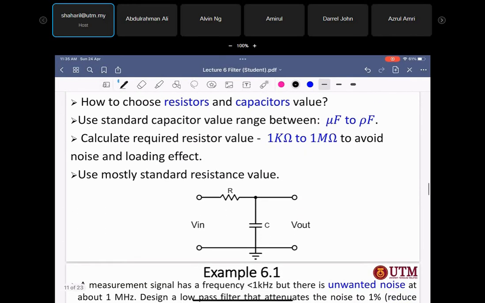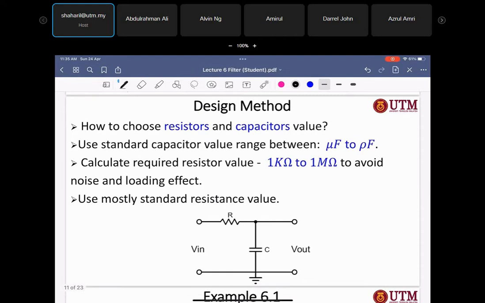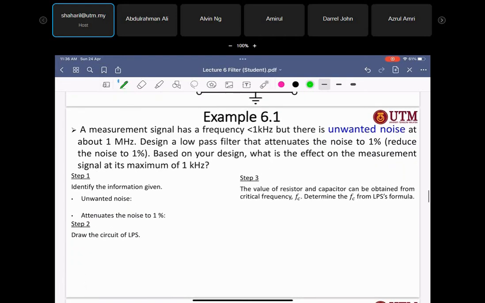In order to choose the value of the resistor and capacitor, there are some rules. For the resistor, you need to choose a value between 1K to 1 mega ohm. And for the capacitor, a value between 1 micro to 1 picofarad. This is used for the loading effect. Loading effect means the output from the sensor is a very, very small value, very small current, so if you use a very low value for R and C, it will lose the signal from that sensor itself. Okay, so let's look at example 6.1.